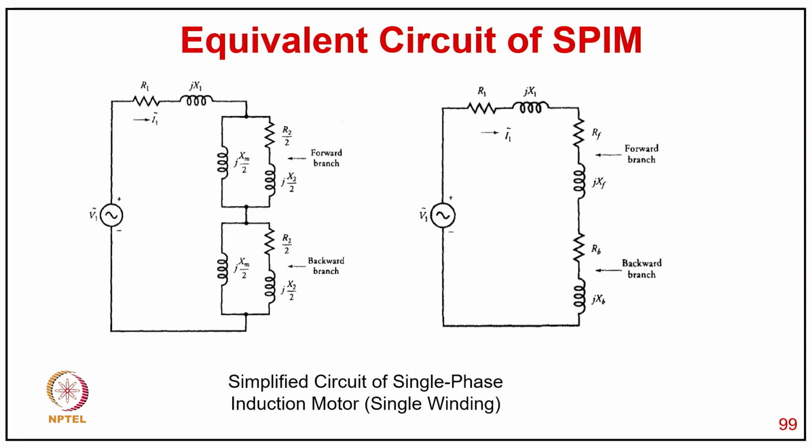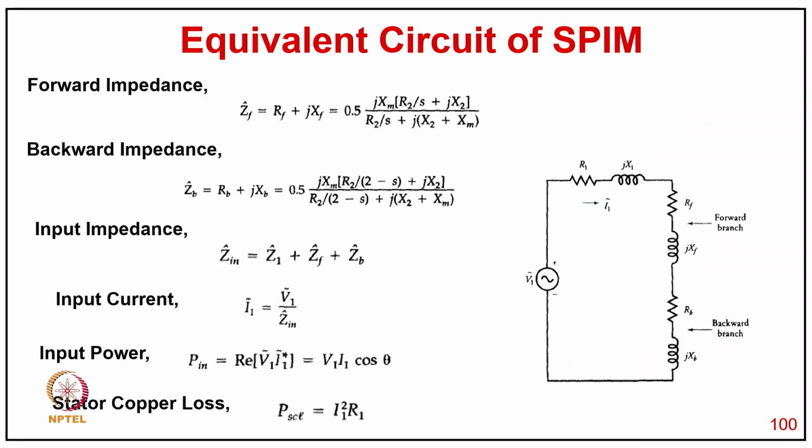And when you combine all three impedances, R1, X1, then the forward resistance and backward resistance, you can find the impedance for the forward equivalent part and the backward equivalent part. Then you have the three impedances as a total impedance: Z1 stator impedance and the forward and backward fields. You can find the input current I1 = V1 upon Z in, and the real power is the real part of V1 I1 conjugate, that is V1 I1 cos phi, and the stator copper loss is I1 square R1.